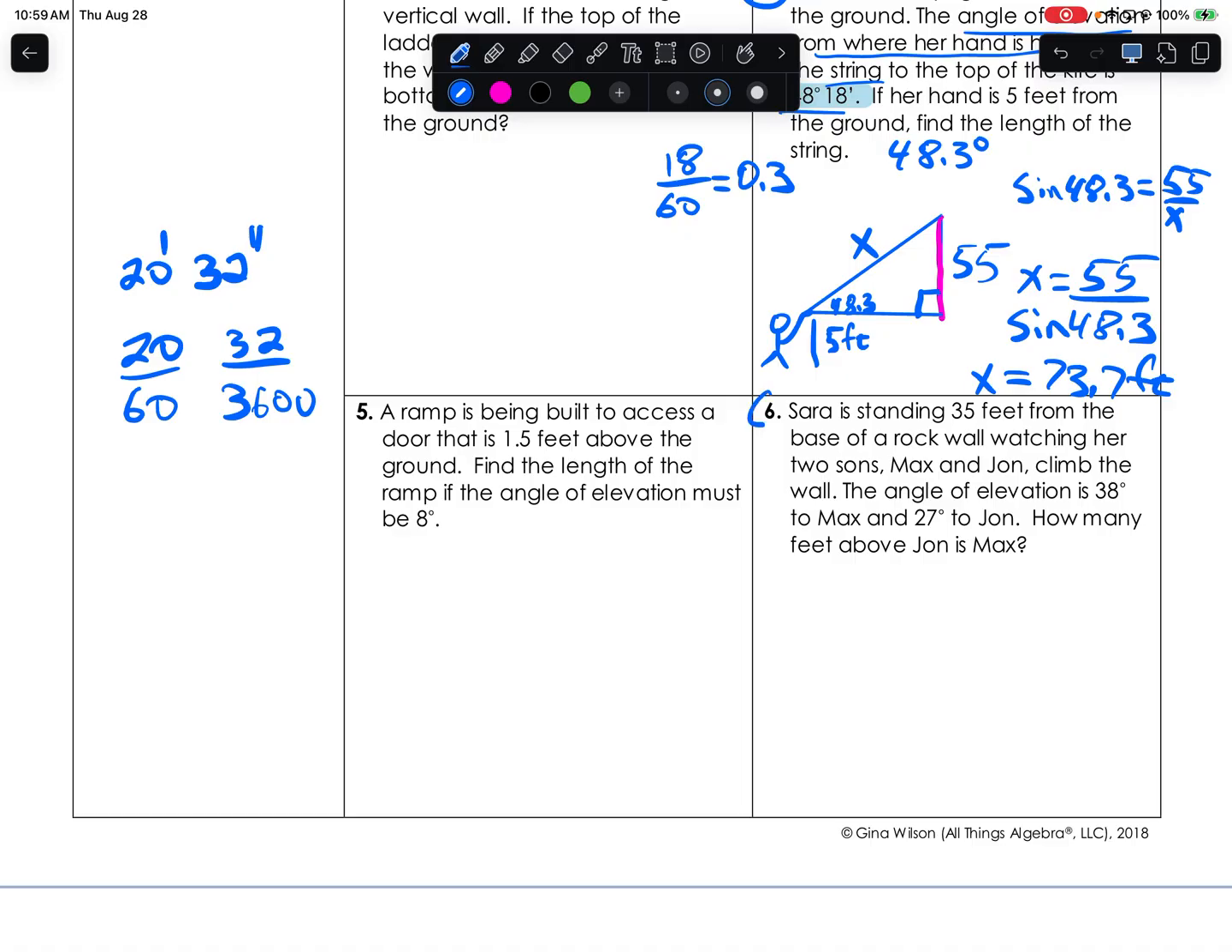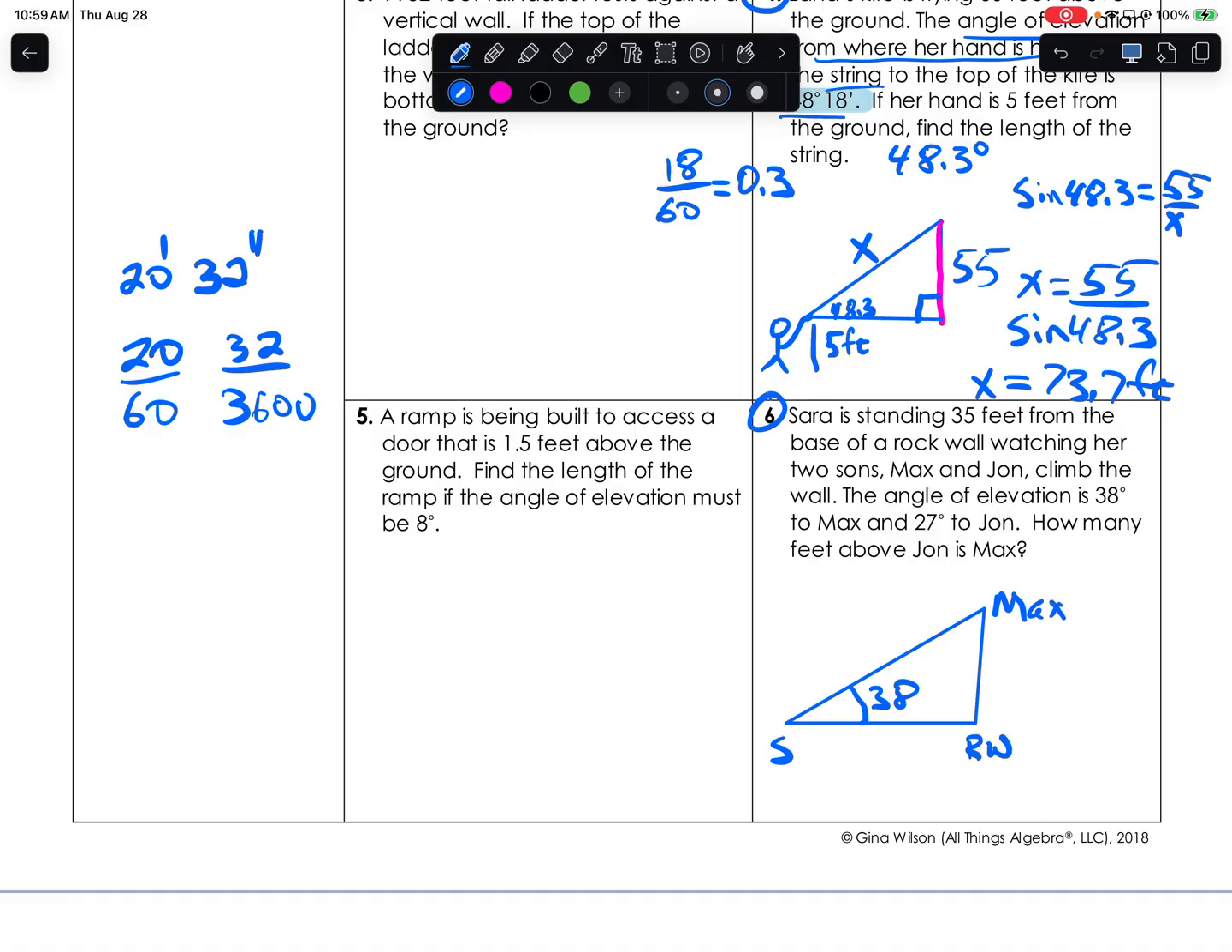Number 6, Sarah's standing 35 feet from the base of a rock wall. Okay, so here's Sarah. Here's the rock wall. She's watching her two sons, Max and John, climb the wall. The angle of elevation to Max is 38 degrees. So this angle, the whole thing is 38. That means Max is up here.